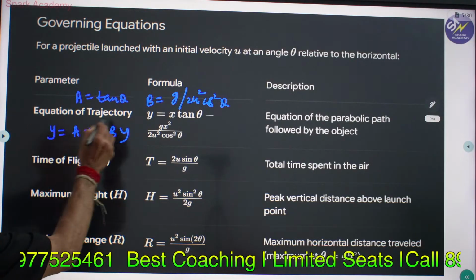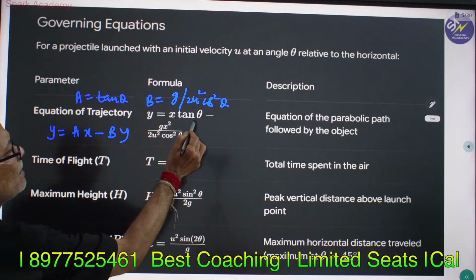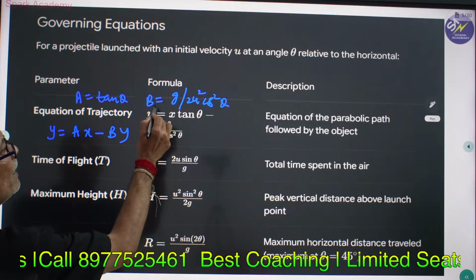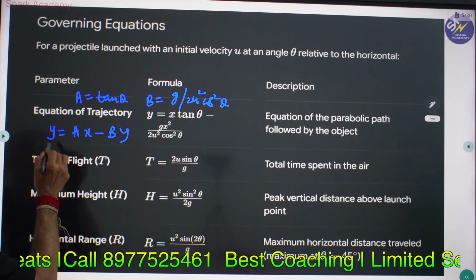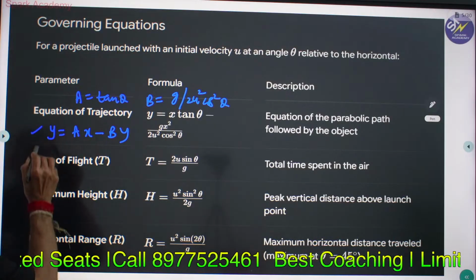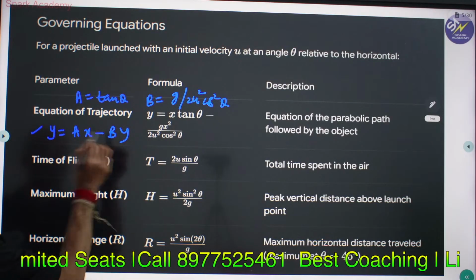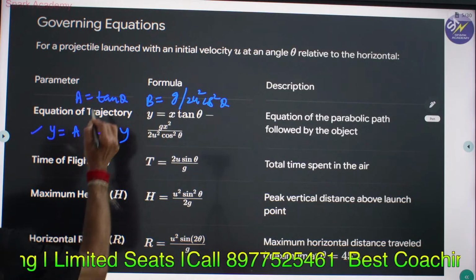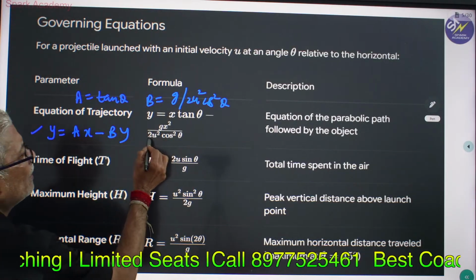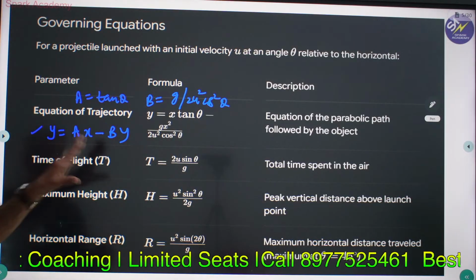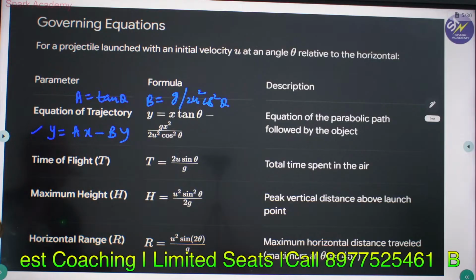So here equation of trajectory is y is equal to x tan theta minus g x square by 2u square cos square theta. You can equate this with an equation, because I have seen some numerical problems where they are asking y is equal to ax minus bx square. So a is nothing but your tan theta and b is nothing but g by 2u square cos square theta. Are you following? If you already know this, then you can solve the problem.